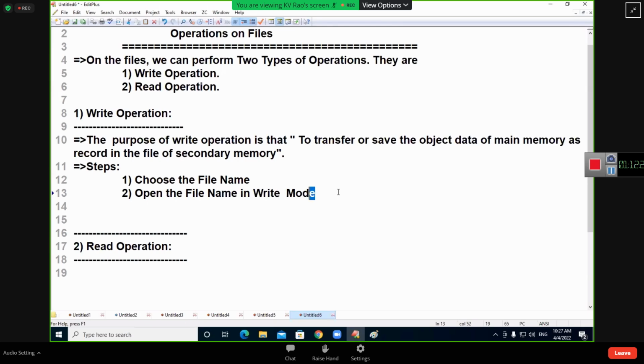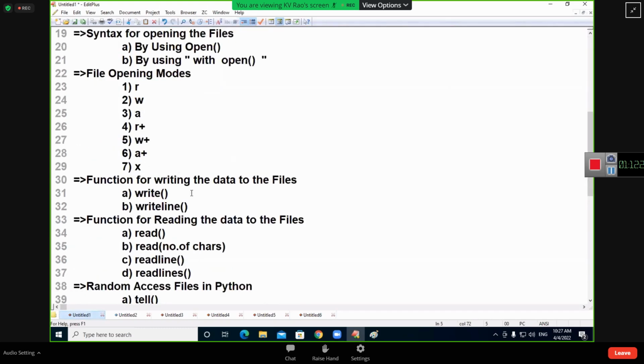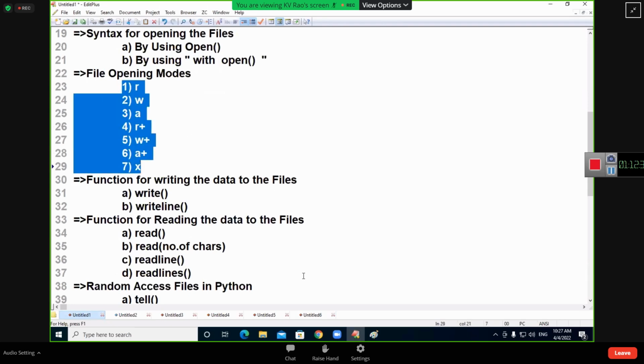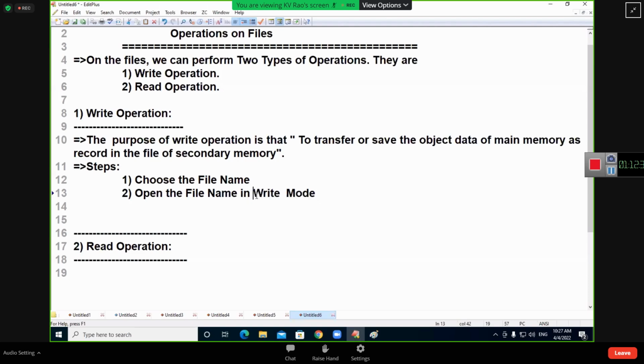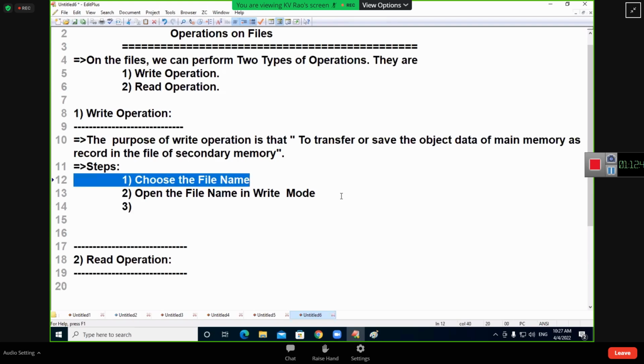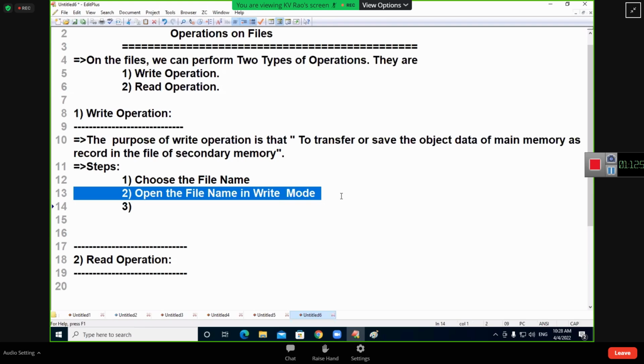I am going to discuss the file opening modes. How many file opening modes are there? R, W, A plus, R plus, X plus, etc. These are the various file opening modes. One of the modes I am using to open the file. First understand the concept. First, concept understanding is important. Third one, I am choosing the file name, that is, I opened the notes. My notes is opened in write mode.